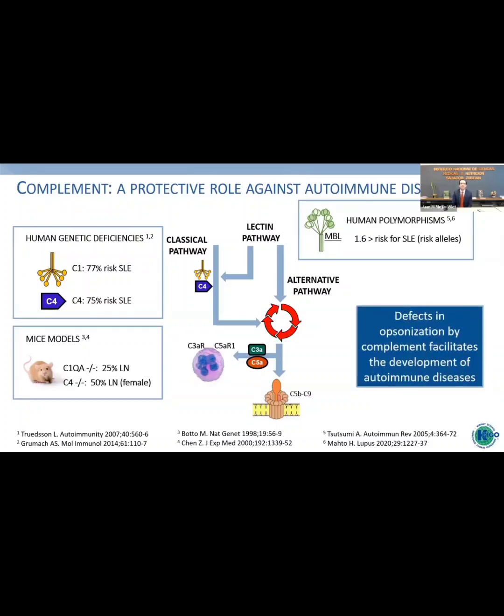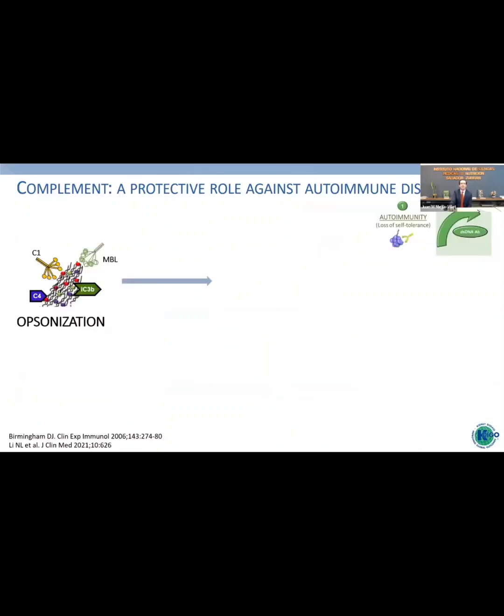So the defects in opsonization, and this is on particles in the early classical or lectin pathway, facilitate the development of autoimmune diseases. And this happens because these particles usually bind to cellular debris in the circulation, and once bound, they mark this cellular debris for removal by macrophages, erythrocytes, or any cell that has the complement receptor. In fact, in the circulation, 90% of the CR1 receptor is in the erythrocytes. And interestingly, CR1 is also present in the podocytes.